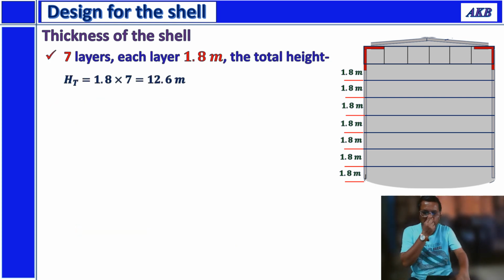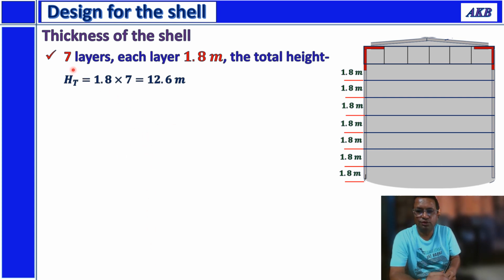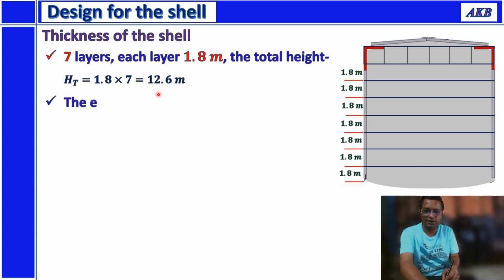One more thing that you need to calculate is that you have to take care of overlapping. Now let us understand that. So now you have 7 layers. Each layer has a height of 1.8 meter. So the total height will be simply the height of one layer into the number of layers. That comes out to be 12.6 meter. But the height of the tank is to be 12 meter. That means you have an additional 0.6 meter height.